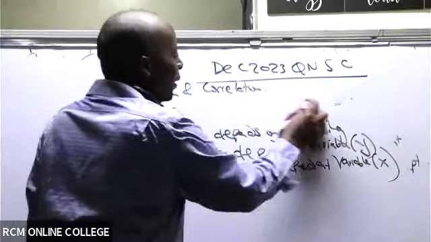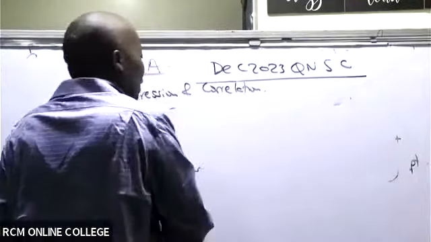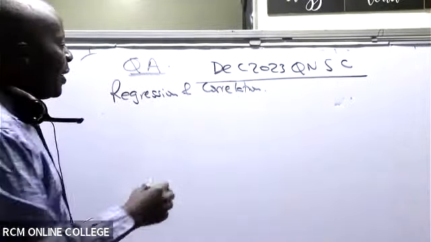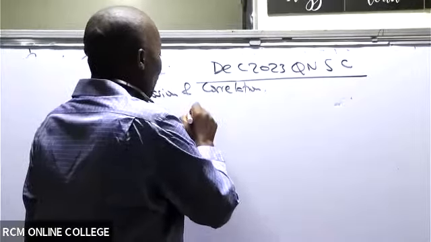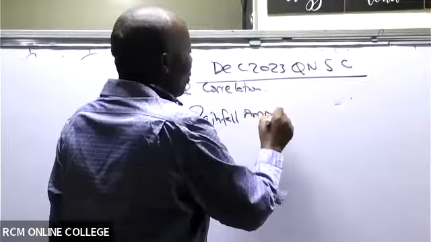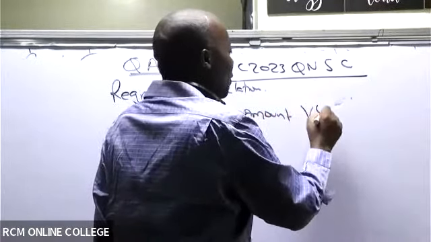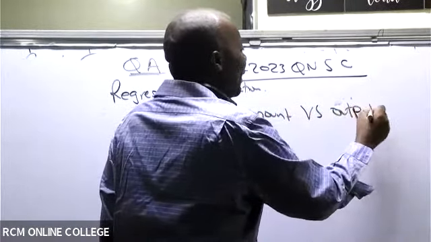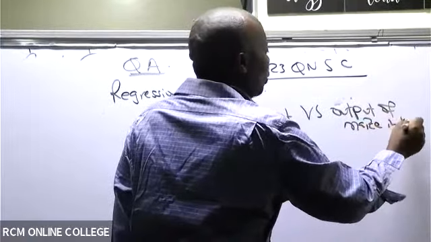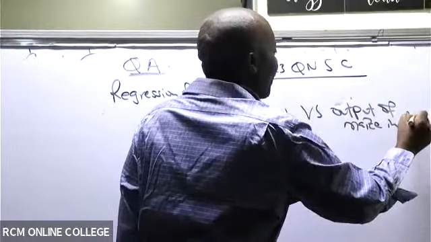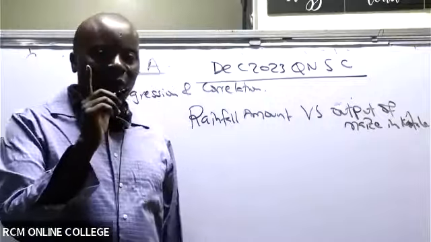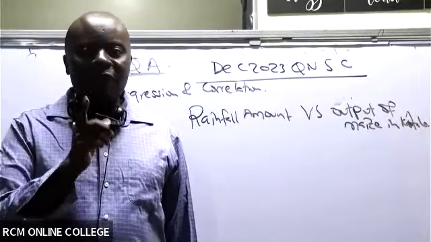How about this one? I'm 100% sure you guys will be able to get this right very well. If, for example, you are given rainfall amount versus output of maize in Kitale. In this case, I think rainfall amount should be Y. Rainfall amount will be Y.